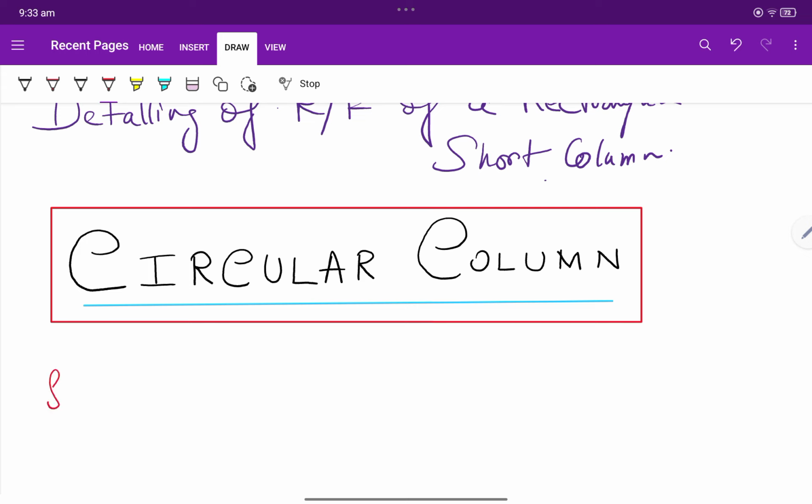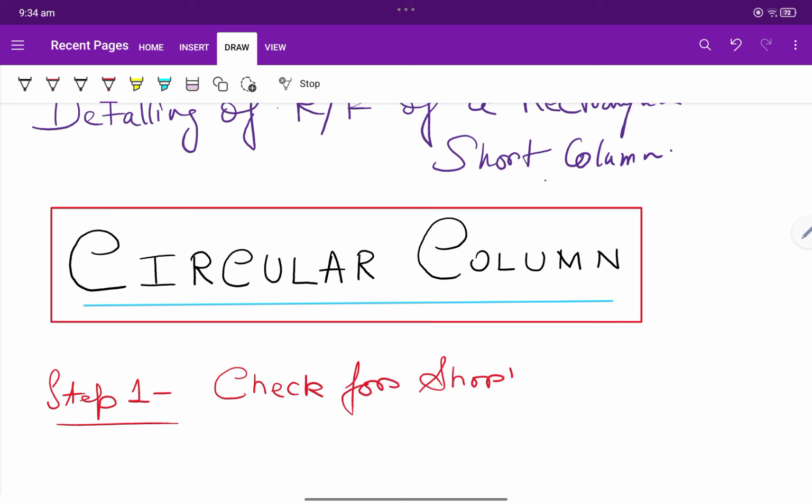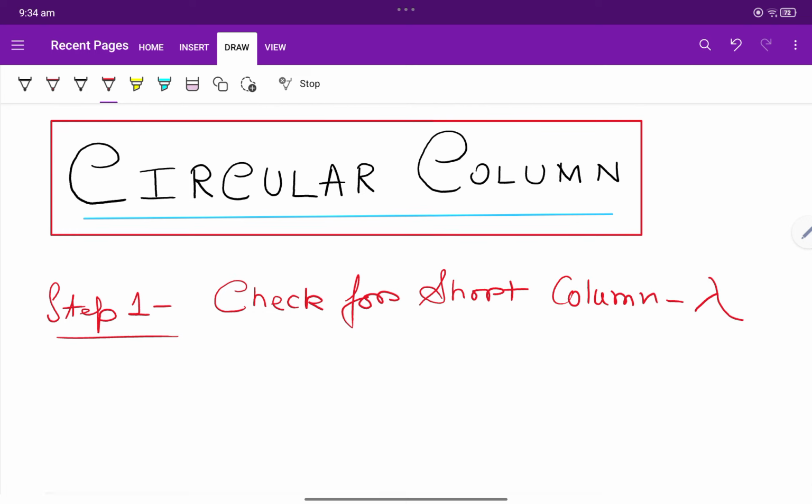Okay, so let's start. Step 1 is check for short column. We have to check whether it is a short column or a long column. How do we check for a short column? Mainly by using the slenderness ratio. The slenderness ratio is L effective divided by LLD, the least lateral dimension, and it should be less than 12. This will be a short column if this is satisfied.